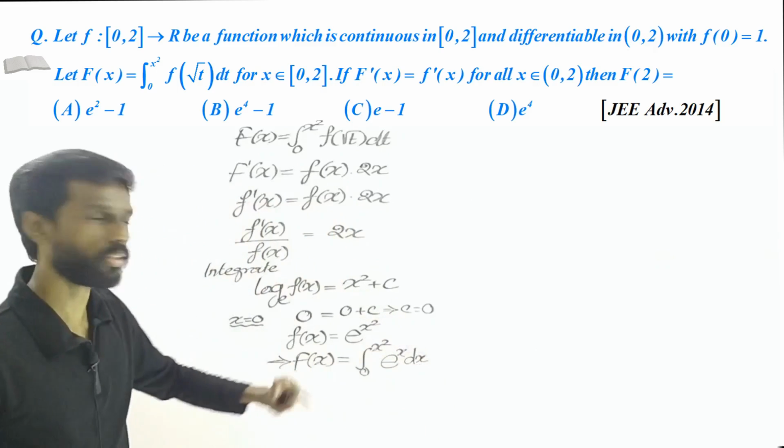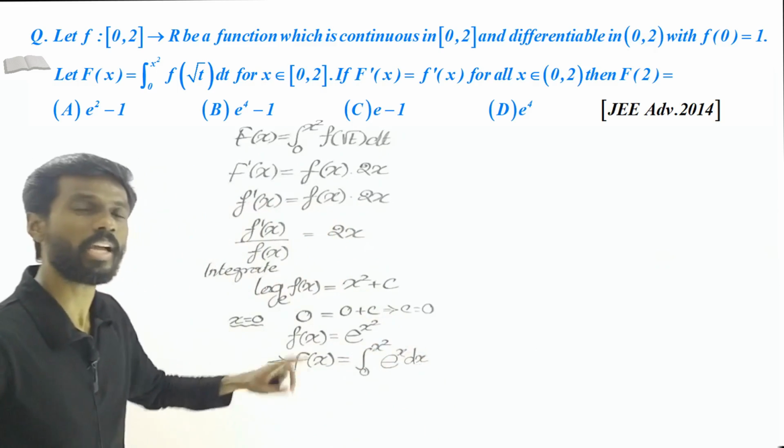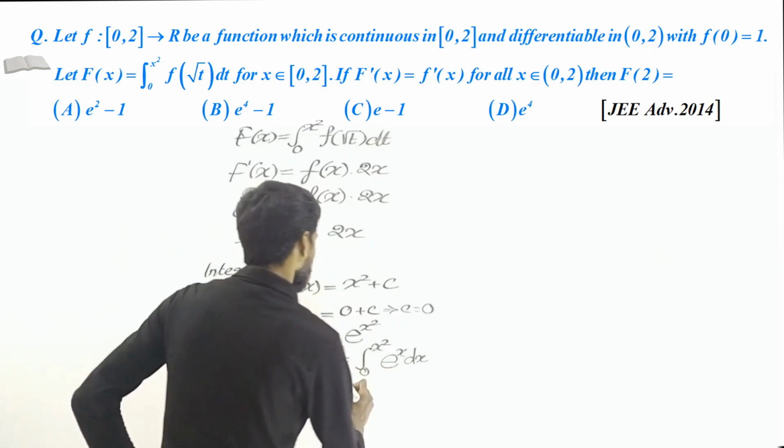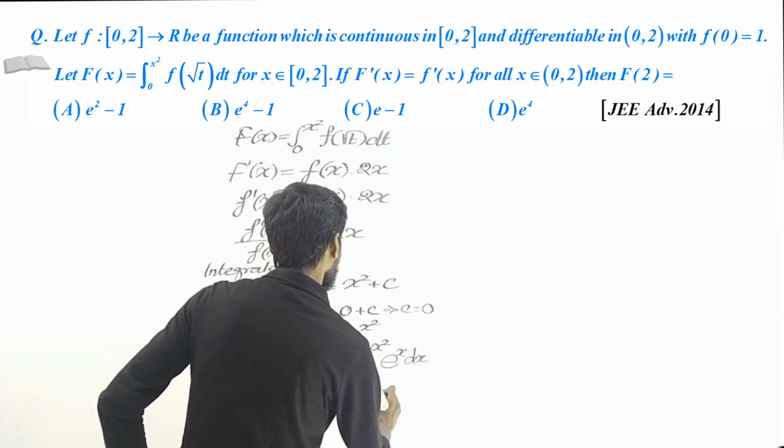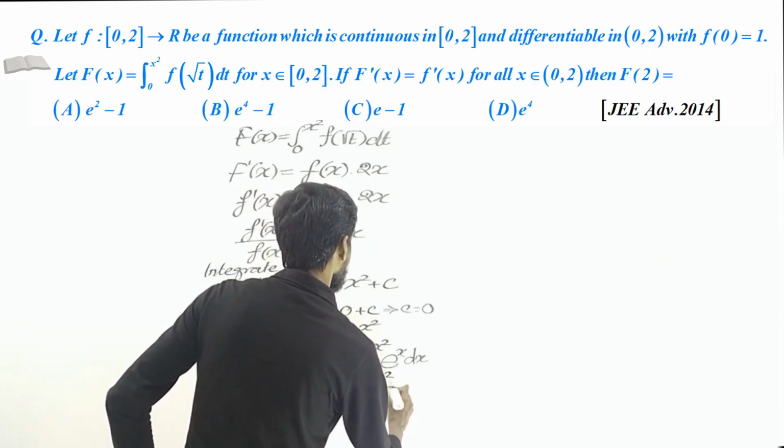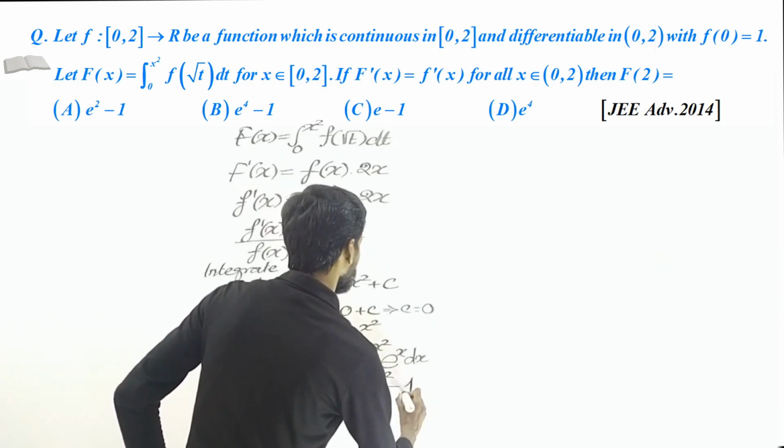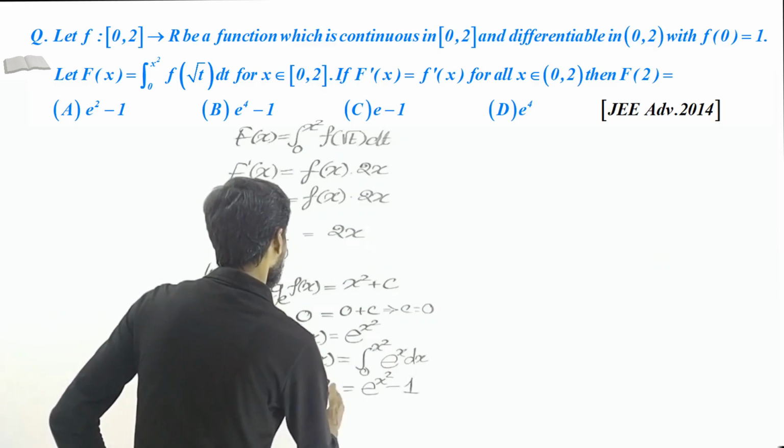Okay, now do the integration. We will get the answer. The integration of e to the power x is e to the power x only. Substitute the upper limit and lower limit. So e to the power x square minus e to the power 0, so that is 1. So this is the function capital F of x.